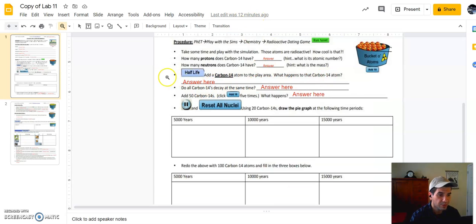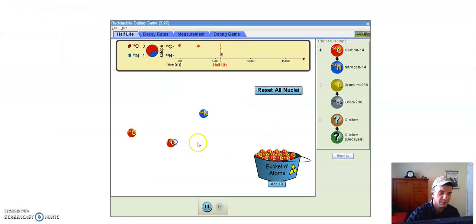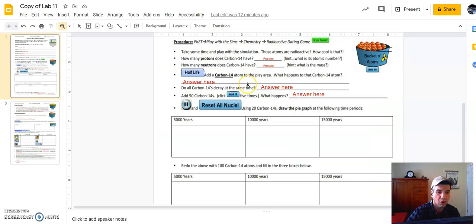So what happened to the carbon-14 atom? It decayed into nitrogen-14. Now, do all carbon-14 atoms decay at the same time? Well, let's add a bunch and see what happens. You can see some decayed early, some decayed late. So no, all atoms of carbon-14 do not decay at the same time.